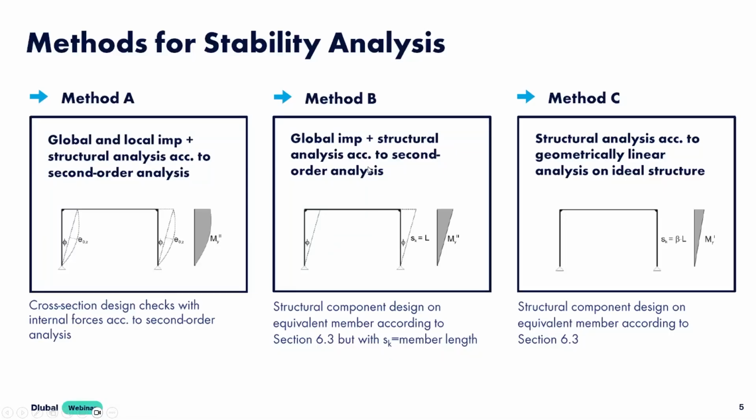There's another method described under B. It's, let's say, a reduced analysis compared to A. You still apply the global imperfections. You still run a second order analysis. But now you have to run a stability check according to chapter 6.3. The difference is that the buckling length for the beams simply is the length of the member. You don't have to calculate a little bit more complicated beta value. You can simply say buckling length equals member length.